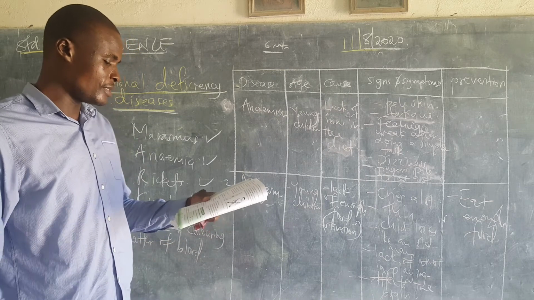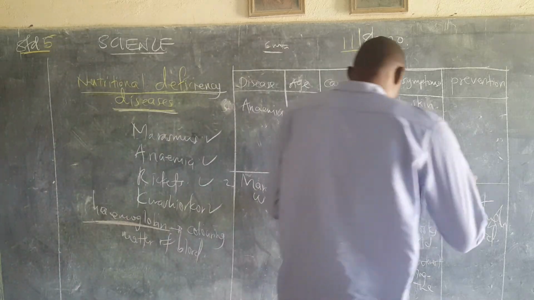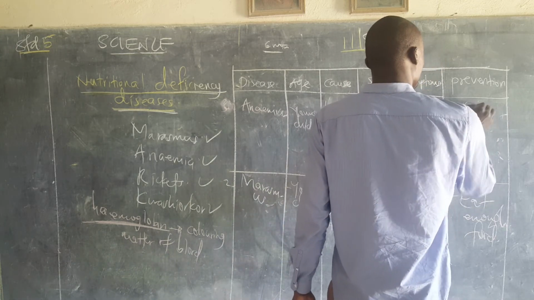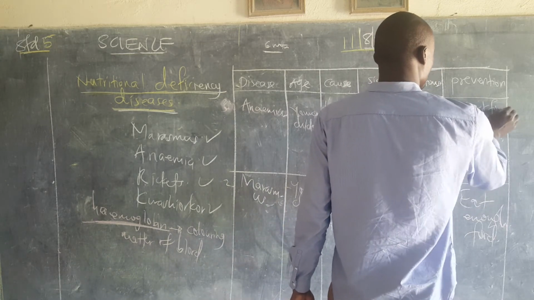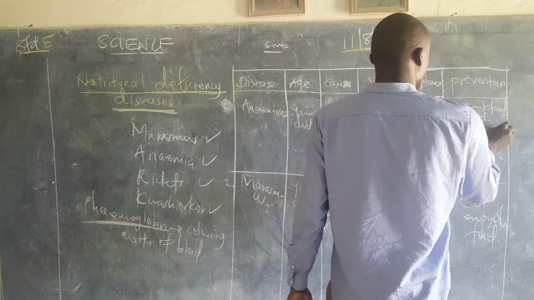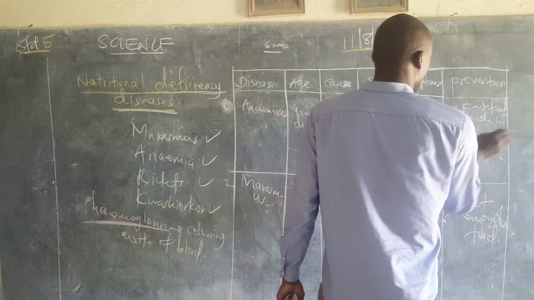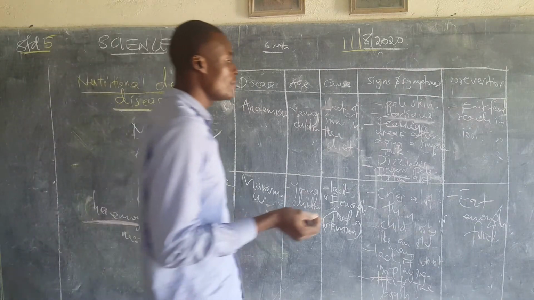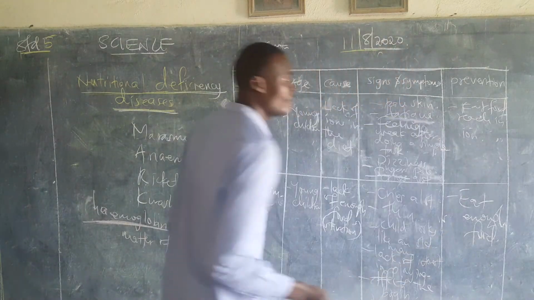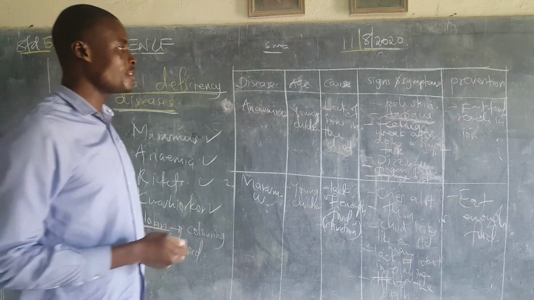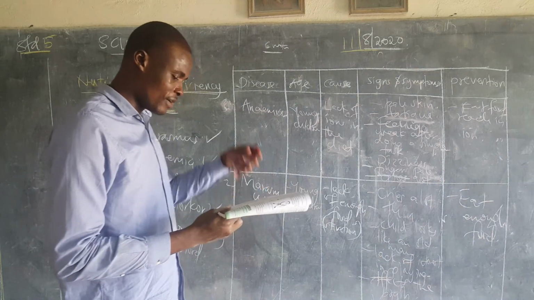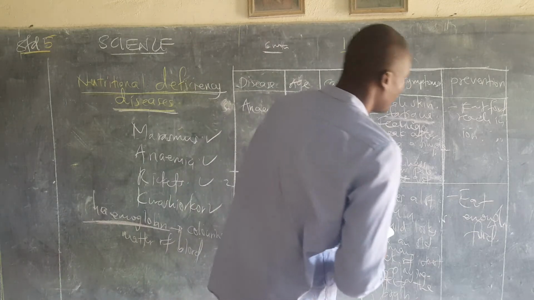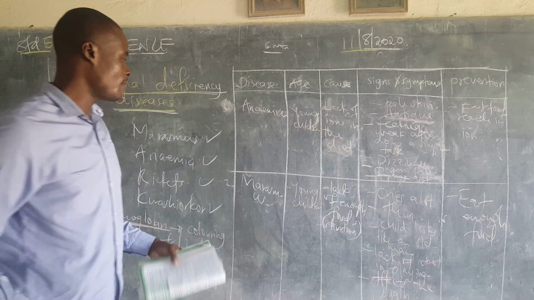Then prevention measures here. We should eat food that is rich in iron. The examples we learned when we were looking at vitamins. Remember, we talked of liver, green leafy vegetables. We also have dark green vegetables such as spinach, red meat, liver, and so on. So I won't mention them there.